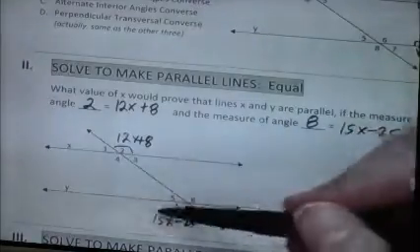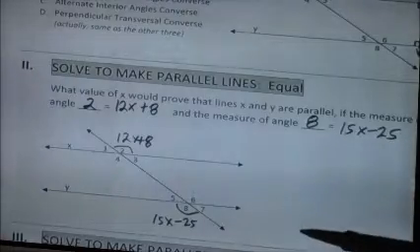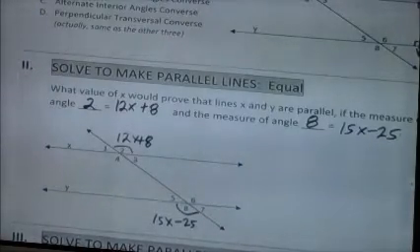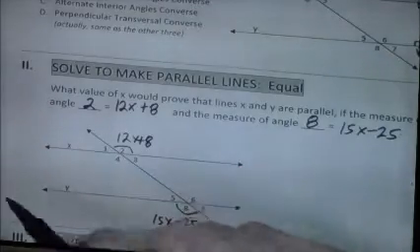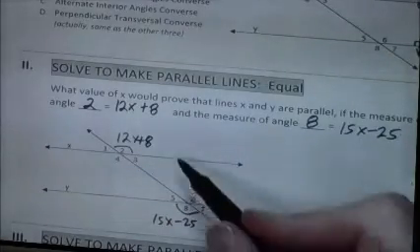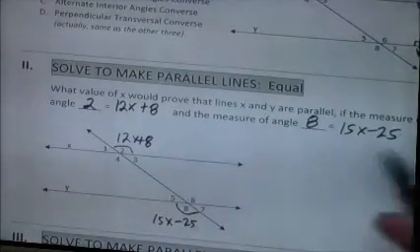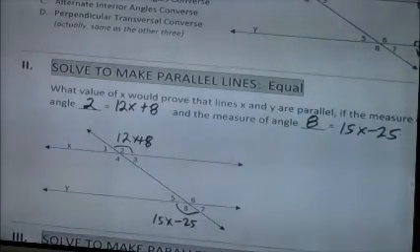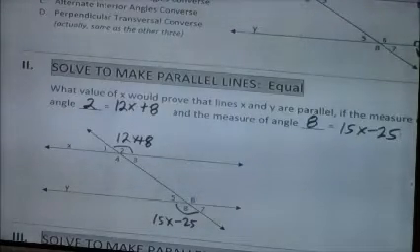Well, we don't know that these are parallel. But if we put these equal to each other and solve for x, that x we get is the one that has to be true in order to say that x and y are parallel. So we're going backwards here. We're going to figure out what x makes these the same, and then say x is equal to that, and then we can say that x and y are parallel. So we're proving that x and y are parallel, or finding the right x that makes it so.